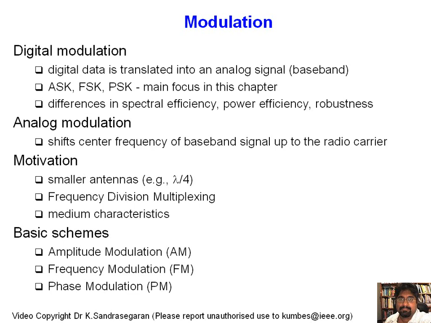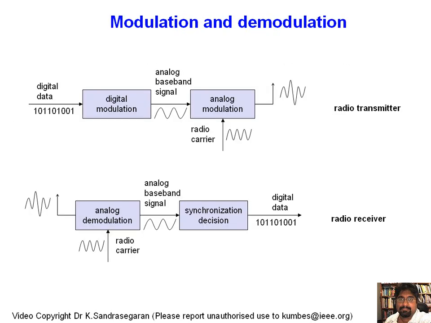If you're transmitting at the VHF band, we will shift it from baseband to the VHF band. If you're transmitting at UHF, we'll have to shift it from the baseband up to the UHF band. The main reason we do it, as I said earlier, is that as we go to higher frequencies, we need smaller antennas. We can also use modulation as a means of moving a signal to a particular band in frequency, so we can do frequency division multiplexing and so forth.